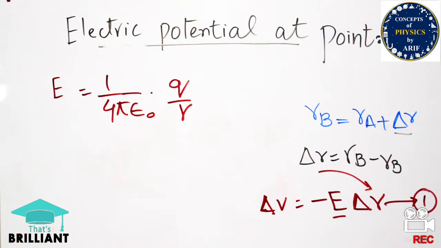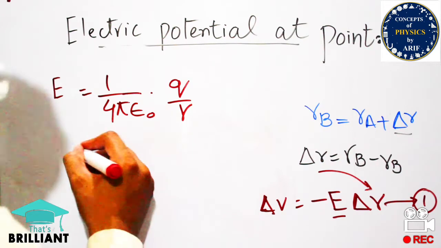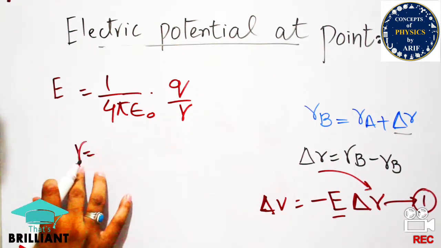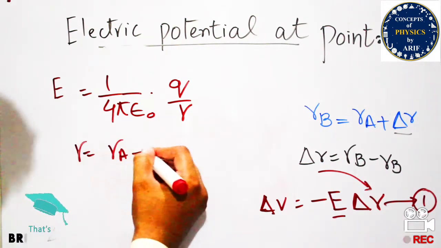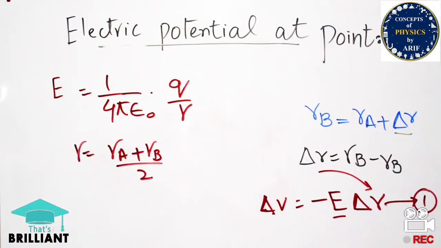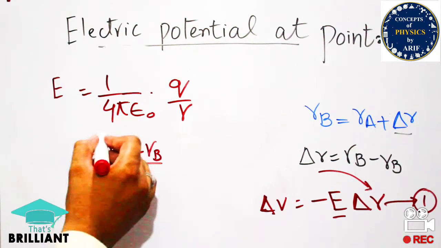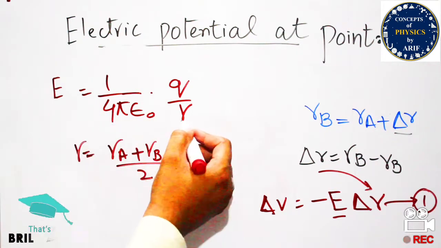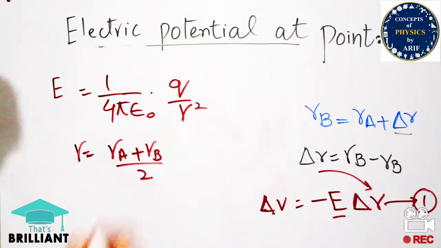I will replace r square with the form q over r, which I have written, and it will be in the form of q over r square. So r is equal to RA plus RB over 2, because it is a midpoint between RA and RB. So in order to further understand this, we need to find out the value of r square. So here is r square.